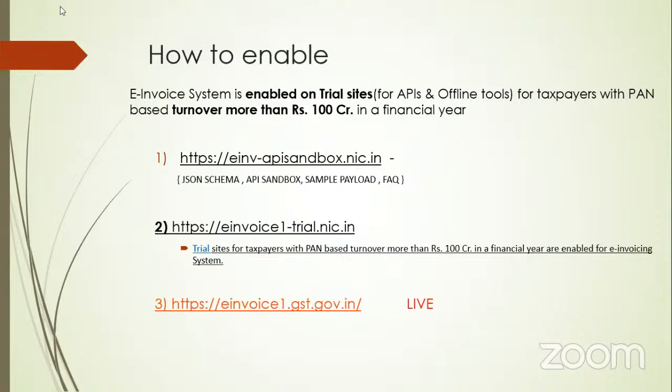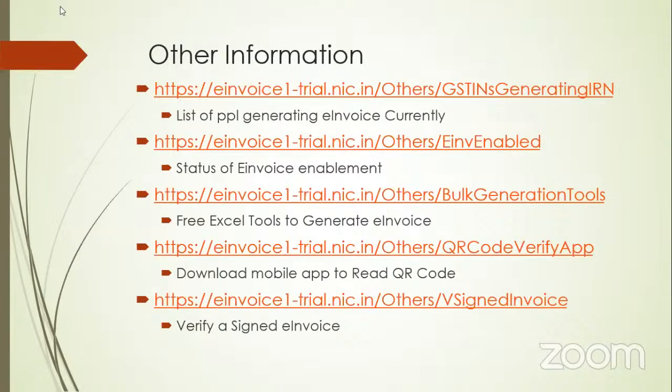e-invoice1.gst.gov.in. Another portal, E-Invoice One Trial, has been enabled for businesses whose turnover exceeds 100 crores. So if your turnover is below 100 crore, you would not be able to register on E-Invoice One Trial for direct API access. You can register on API Sandbox and test with your data. There are other tools also which are provided by the government.